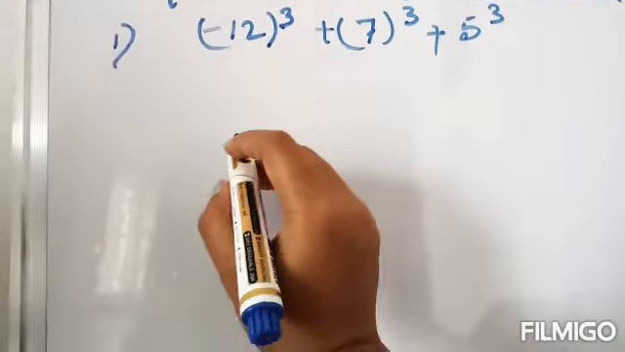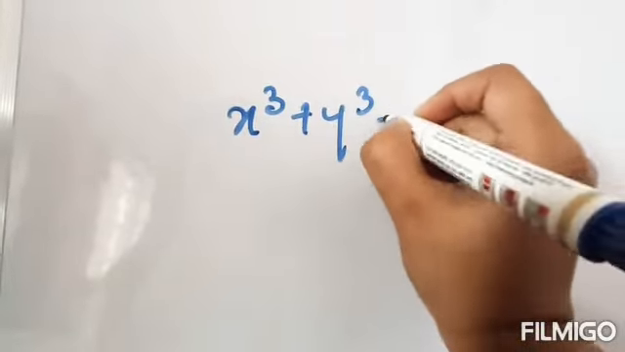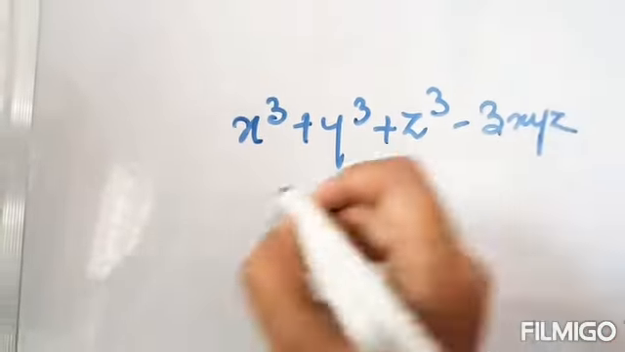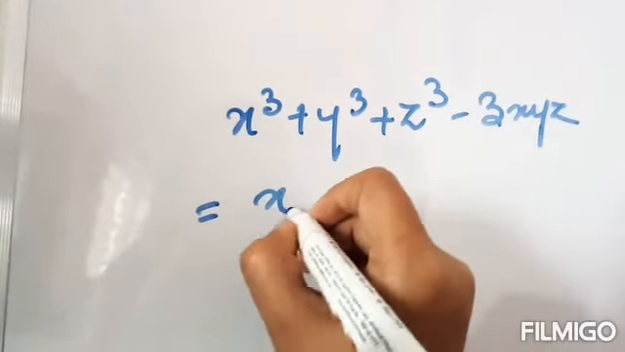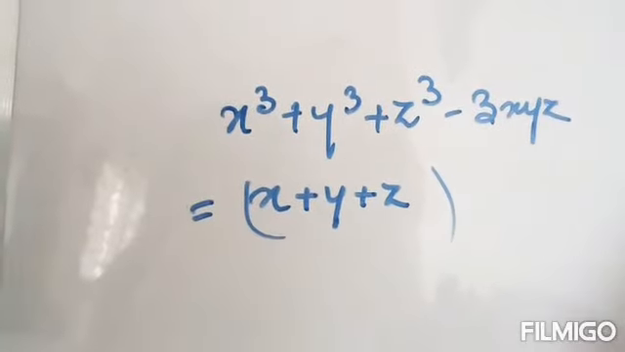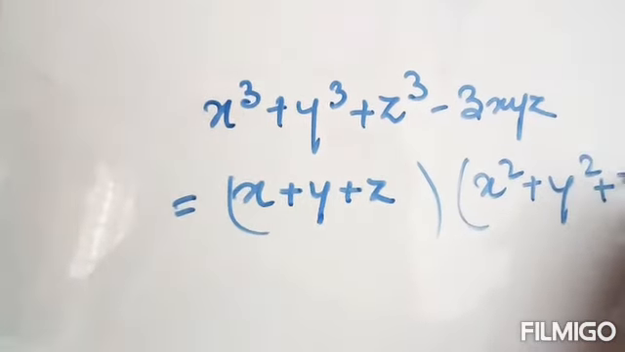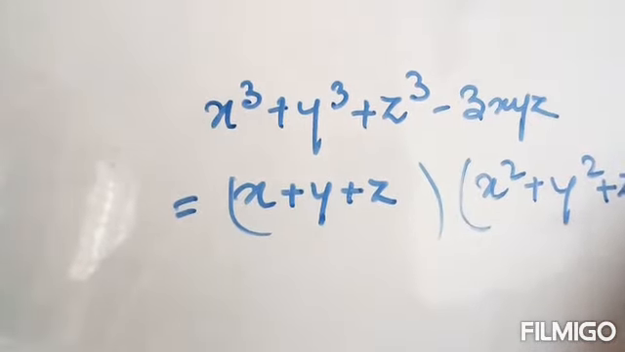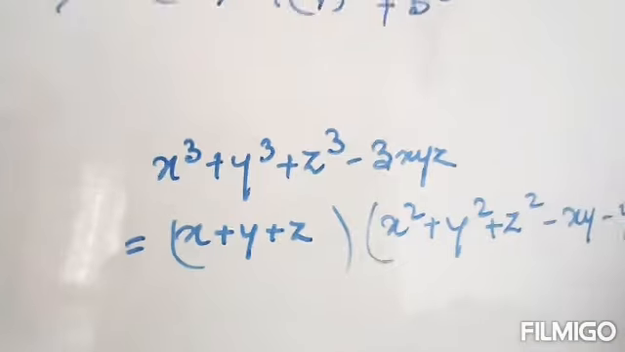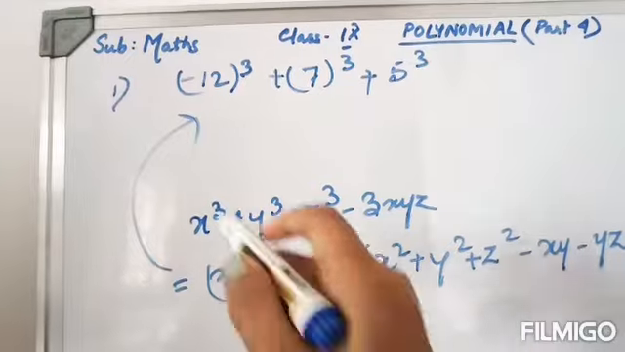Now you see, we know one identity, that is x cube plus y cube plus z cube minus 3xyz is equal to x plus y plus z into x square plus y square plus z square minus xy minus yz minus zx.